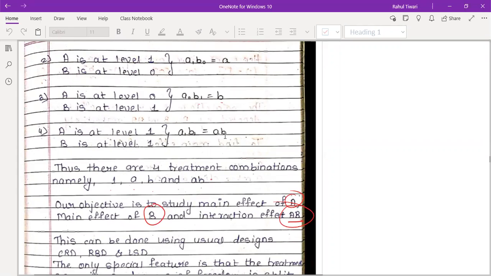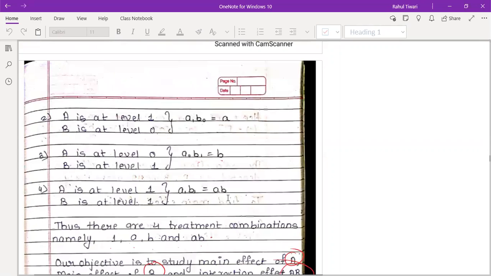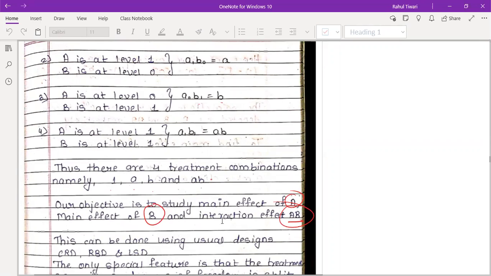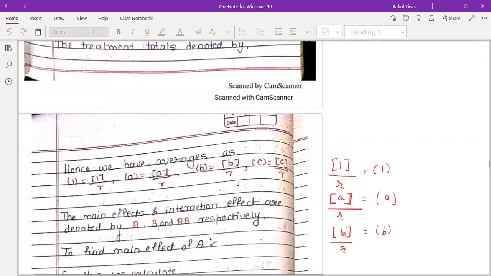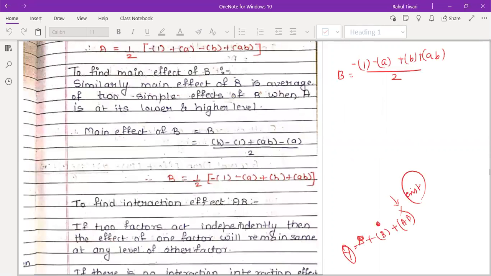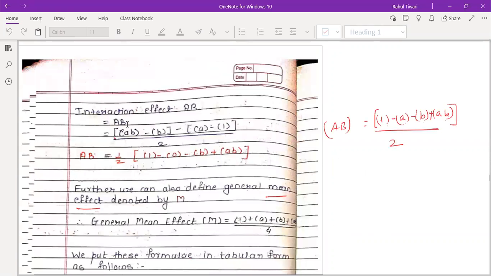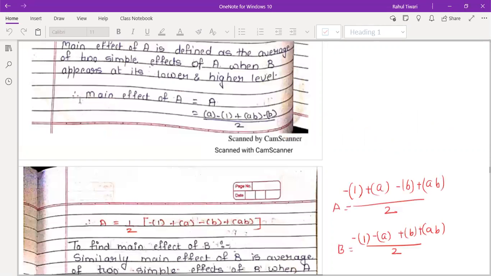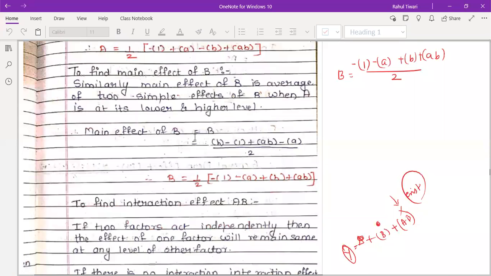Based on these treatments, our objective is to study the main effects of A and B and the interaction effect AB. We have performed the usual analysis like CRD, RBD, and based on that you get the main factors, and then you can find the interaction effect. You can find the main effect A and the main effect B. Main effect B means B is present.